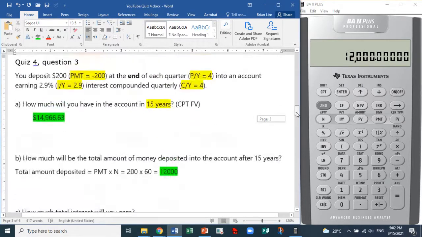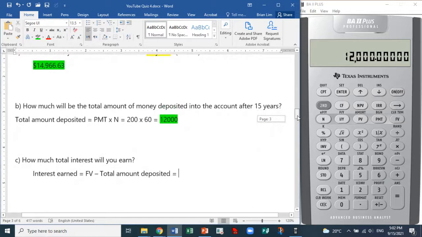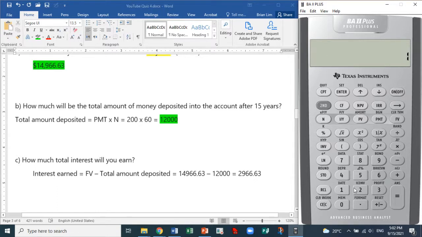So that would be equal to what? Well, what was the future value? The future value was 14,966.63. So 14,966.63 minus 12,000 would be equal to 2966.63. We could check that on the calculator: recall the future value and then subtract the 12,000, and that turns out to be 2966.63. So there we are.